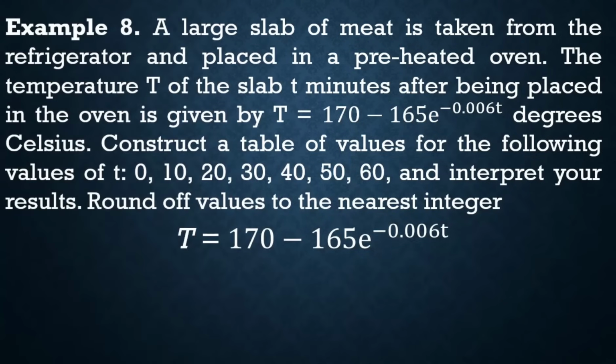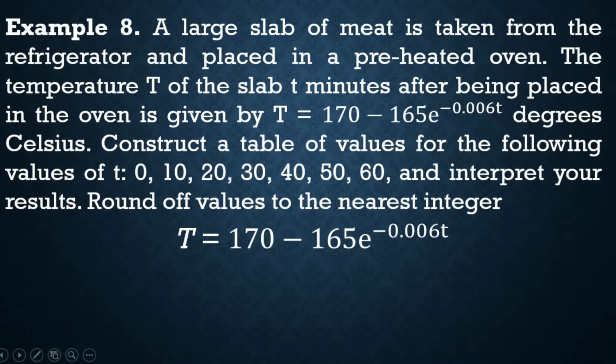Okay, I'll give you an example. A large slab of meat is taken from the refrigerator and placed in a heated oven. The temperature T of the slab, T minutes after being placed in the oven, is given by T is equal to 170 minus 165 e raised to negative 0.06 T degrees Celsius. Construct a table of values for the following value of T: 0, 10, 20, 30, 40, 50, 60, and interpret your results, round up values to the nearest integer.